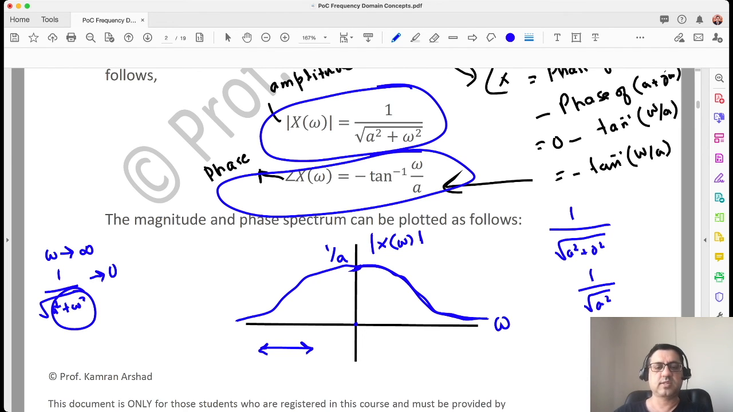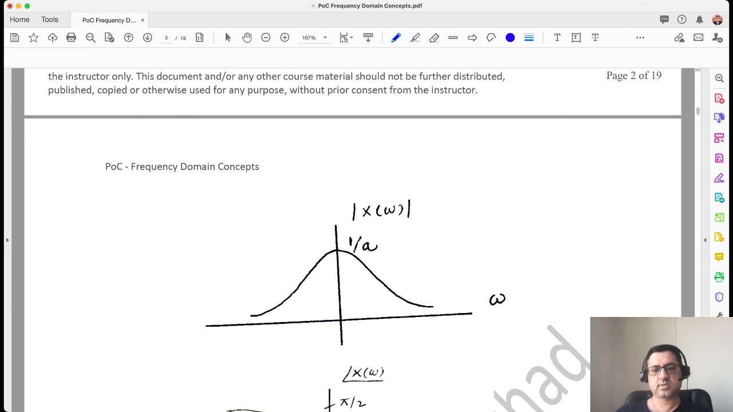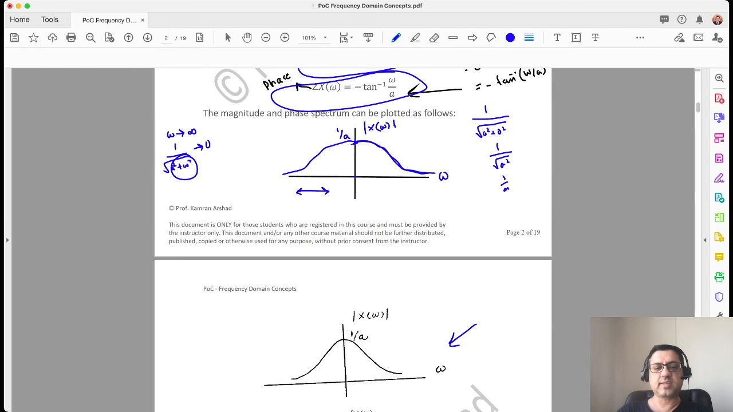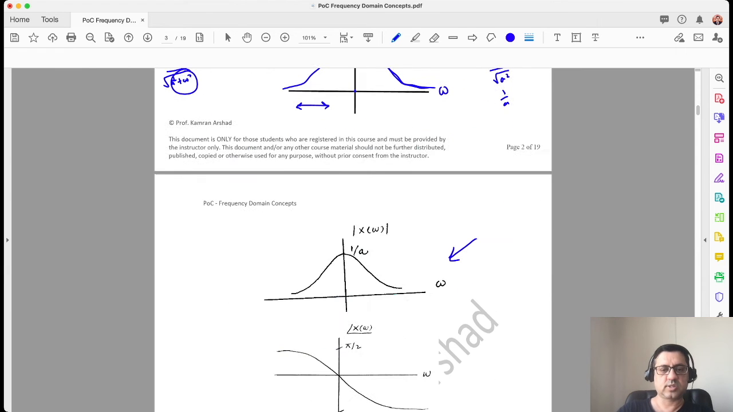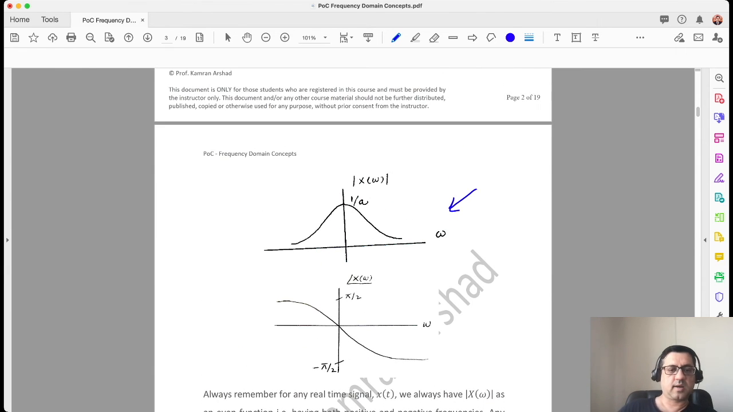Now what is my phase spectrum? So the amplitude spectrum, I just draw it here, right? We already saw above how we draw the amplitude spectrum. Now how about the phase spectrum? The phase spectrum is minus tan inverse omega over A. So I just rewrite it here. Phase spectrum of X of omega is minus tan inverse of omega over A.